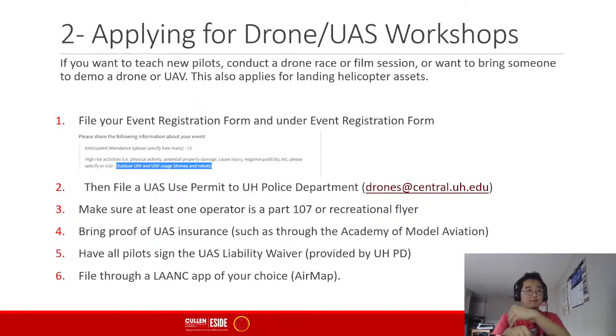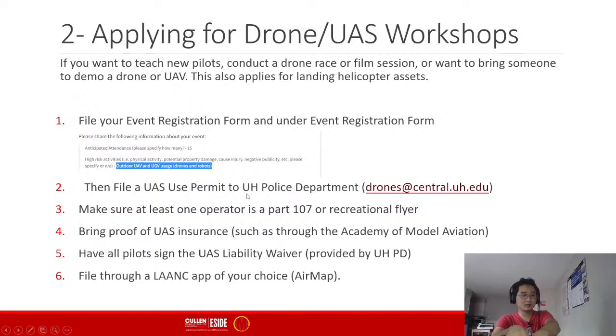First, you file your Get Involved form at least 30 days in advance, and in your Get Involved form, you need to type the following information right here. It needs to say outdoor UAV and UGV usage, parentheses, drones and robots, right here where it says high-risk activity, so that they know what this is. Once you're done with that, if you're flying a drone, make sure to file a UAS use permit through the University of Houston Police Department, which is right here.